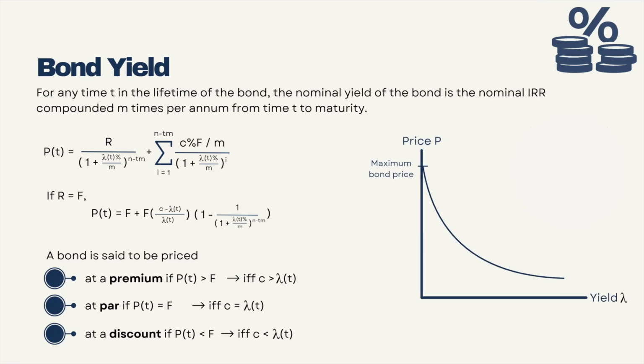Here is a graph representing the relationship between the price and yield of a bond. Note that the maximum possible bond price is attained when the yield is zero, in which case the stream of cash flow is undiscounted. That is, the bond price is simply the sum of all coupon payments and the redemption value without any discount factor.